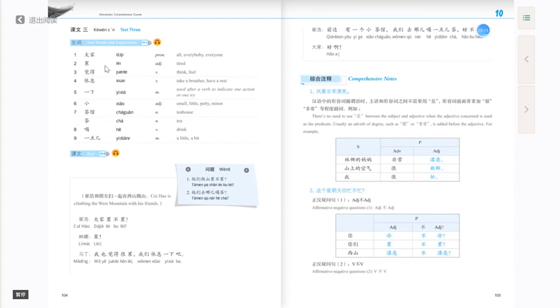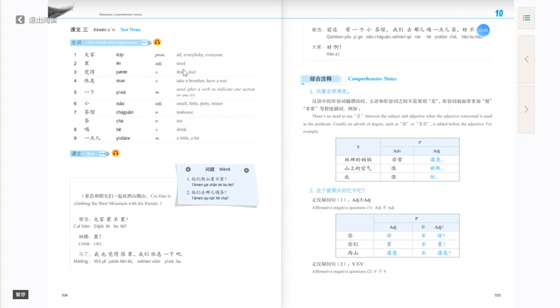The first one, it's a pronoun, meaning all, everybody, everyone. You can hear it at the beginning of each lesson, when I say 大家好. So hello everyone. I use 大家, which means everybody, everyone, okay? So 大家好, hello everyone, hello everybody. And next one, 累 is an adjective meaning tired.